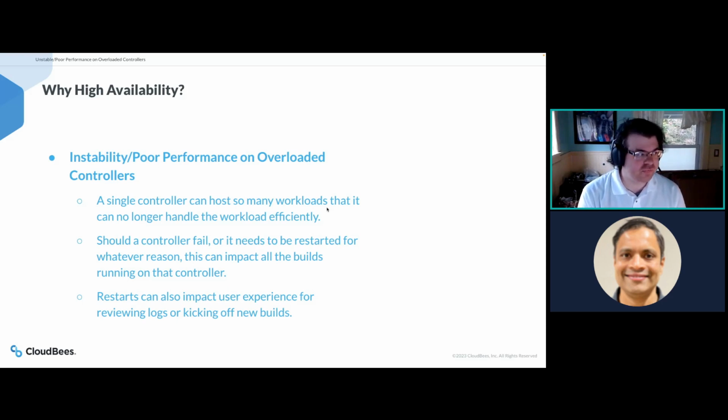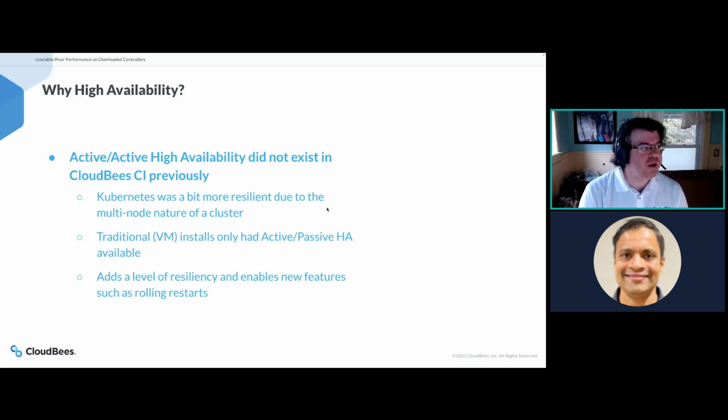So should those controllers fail or need to be restarted for whatever reason, whether it be an upgrade, a change to the settings or configuration, or just a straight up crash, this can impact the builds that are running on that controller, as well as cause a user experience degradation for the users that rely on these controllers to do their jobs. In addition, we didn't have active high availability in CloudBees CI previously.